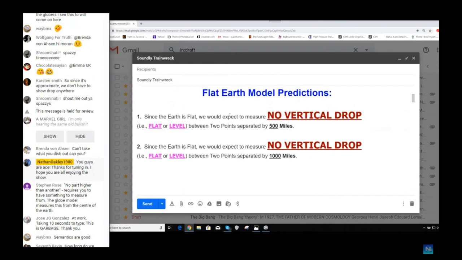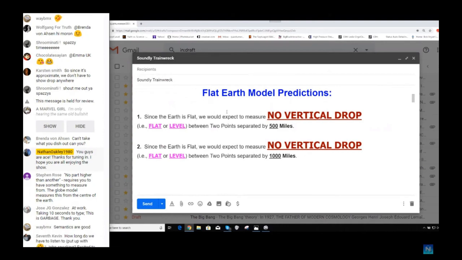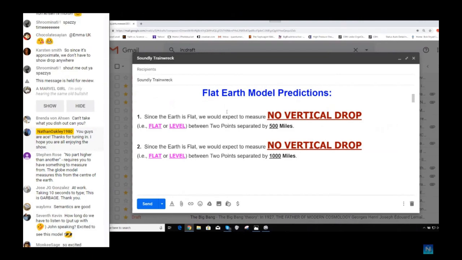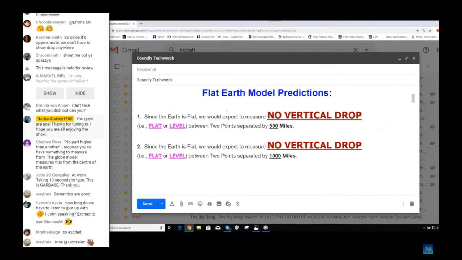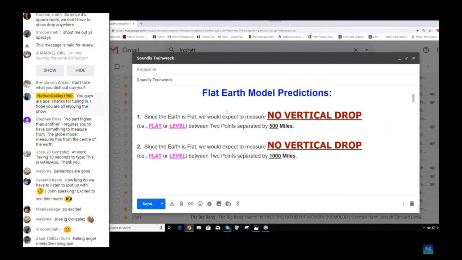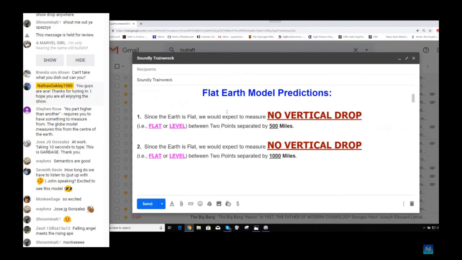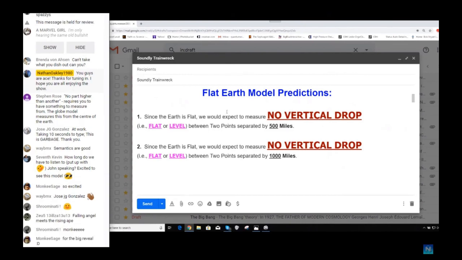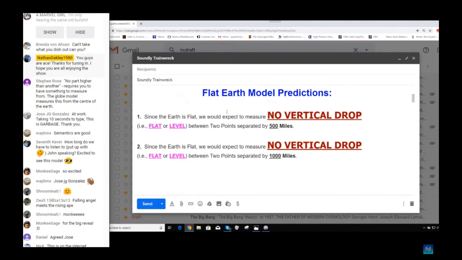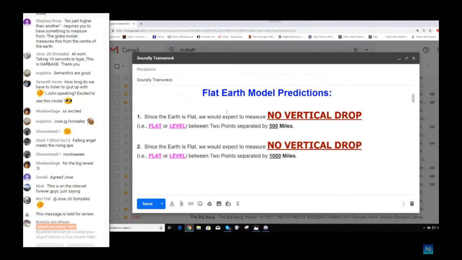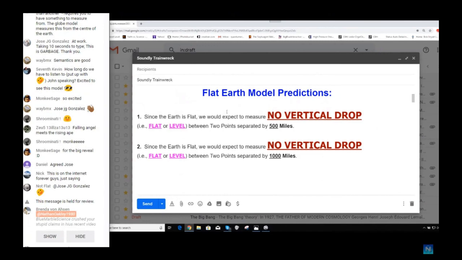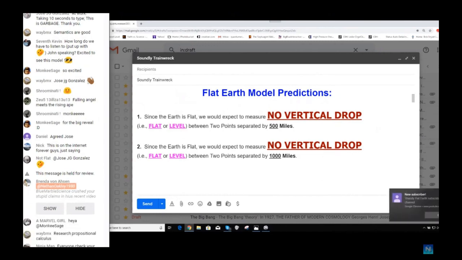So, the flat Earth model predictions, right? That's what we need. We need to test this, correct? Number one, since the Earth is flat, we would expect to measure no vertical drop, i.e. flat or level, between 2 points separated by 500 miles. Number two, since the Earth is flat, we would expect to measure no vertical drop between 2 points separated by 1,000 miles. It's just that simple. We are going to test this model.